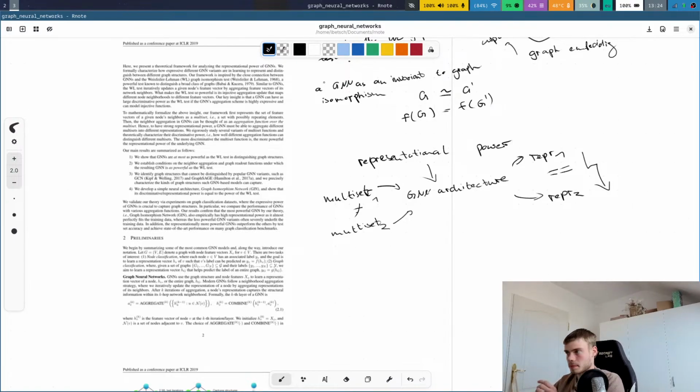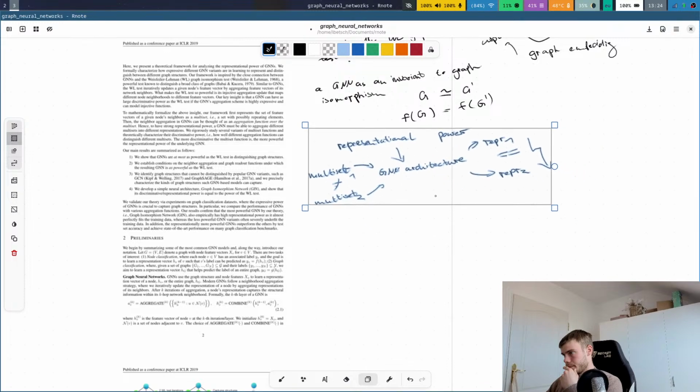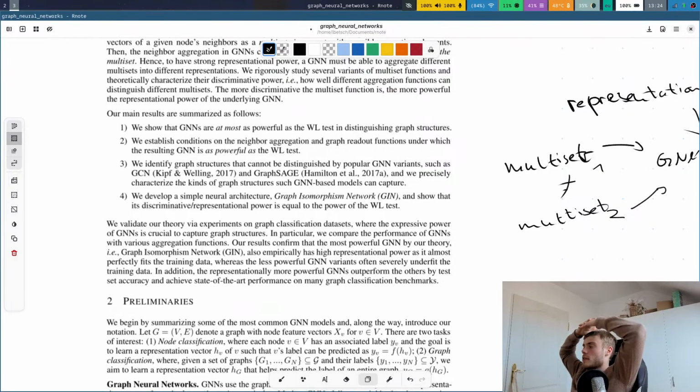We are reading another paper on graph neural networks. So they try to formally or theoretically assess how well an architecture can represent a set of nodes.